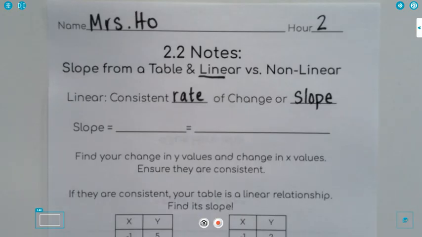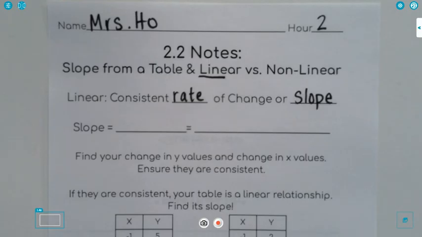Okay, consistent rate of change or a consistent slope. So what that means is as we are climbing a mountain, we're going at a consistent rate. We're not going way faster and then way slower and then way faster and then stopping and then going fast. So we are looking for something that has a consistent rate of change, making a straight line, therefore it would be linear.